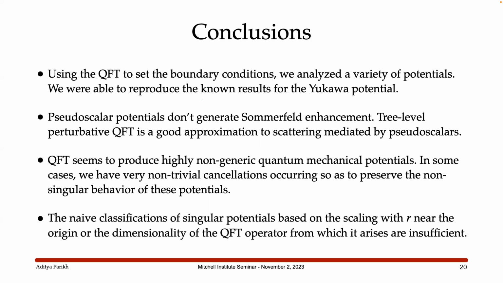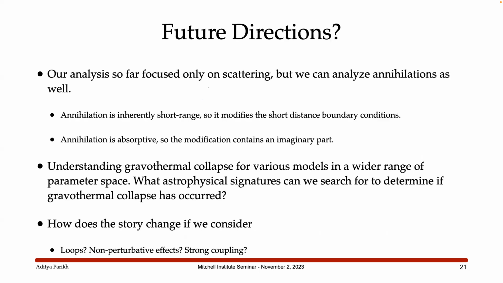Some of my work so far has been thinking about this at tree level, but in terms of future directions, one I'm thinking about is how this story generalizes when we start including loops. If you have a loop-refined potential, where does this interplay break down? How do we refine the criteria for determining what is singular or what's not, and so on and so forth.